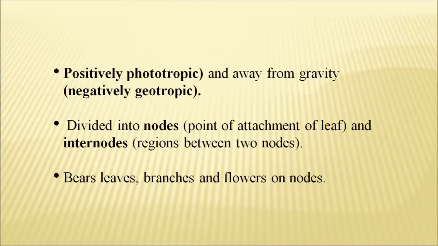So, we shall be studying about stem first, and let us see the qualities of the stem. It is positively phototropic. Phototropic means it likes light, it tries to grow towards light. And negatively geotropic. Geotropic means where there is gravitational pull. So, roots will go towards the gravitational pull, but stem will go away from the gravitational pull. So, stem is called negatively geotropic. Alright. So, the stem is divided into nodes and internodes.